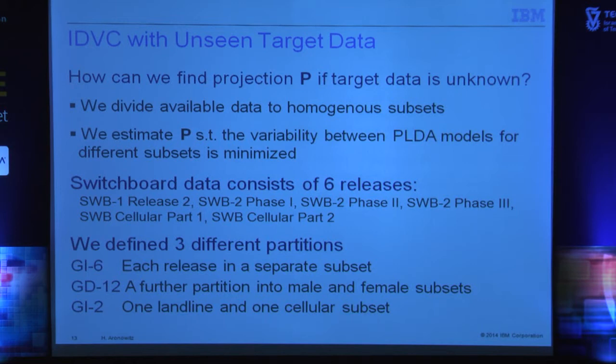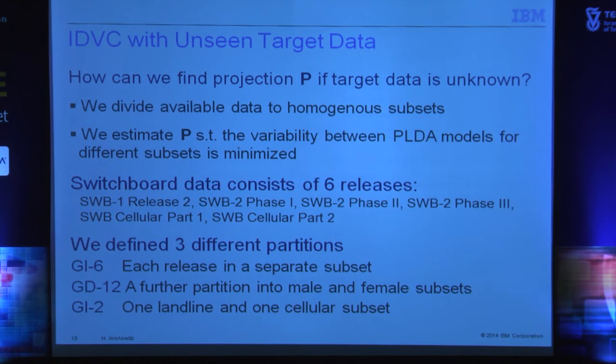So what we do is we take our development data and we divide it into its subsets, and then we estimate P such that the variability between the PLDA models for the different subsets of our development data is minimized. And in practice, we notice that Switchboard actually consists of 6 releases. For some of these releases, we have no clue what the difference between them is. Probably that they were coded at different times. For some of the releases, we do see a difference, for example, cellular versus landline.